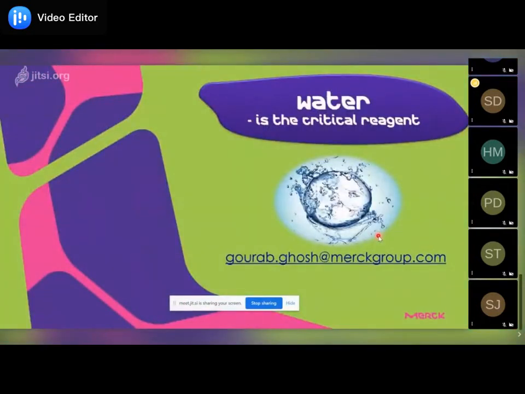So that's all from my side. Last but not the least, please consider water as a critical reagent. Since you have already started working in laboratories, or are planning to, unless you take care of the water part, going forward you may see a lot of challenges in your experiments, and most of the time you will not be in a position to understand whether the problem is coming from the water or somewhere else. So here I would like to conclude my session.